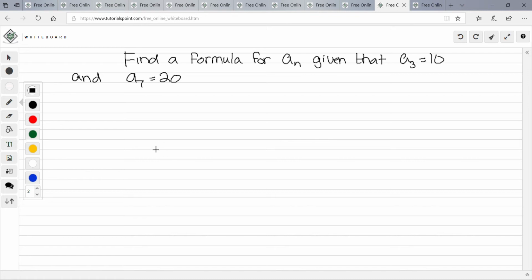So find a formula given that a3 is 10 and a7 is 20. Hold on, let me check. Okay, so this one is really kind of tricky. What I'm going to do is find a formula. They don't give us the first term. They give us the 3rd term, and then they give us the 7th term. So let's go back to our formulas. First, I'm going to check if it has a common difference.